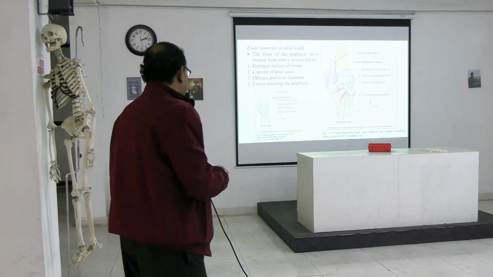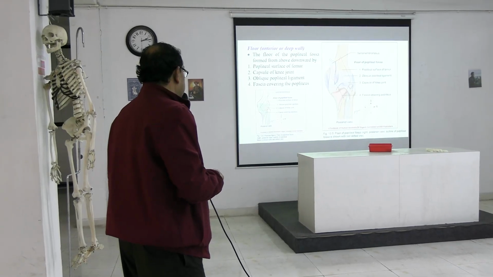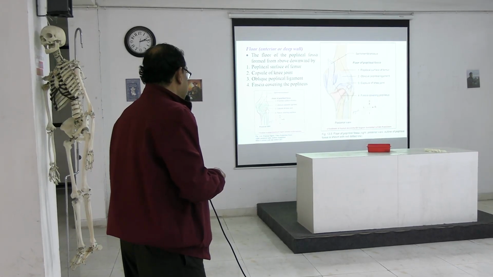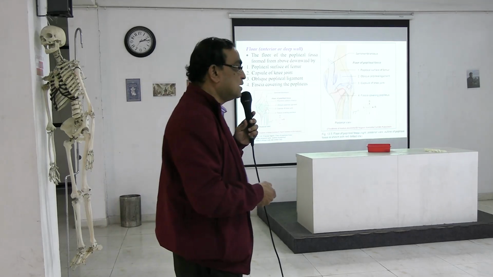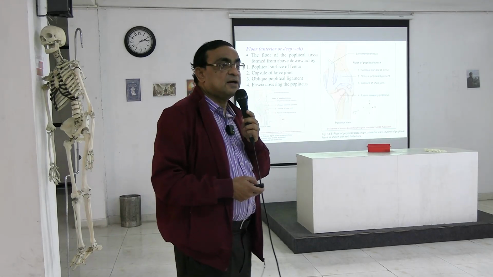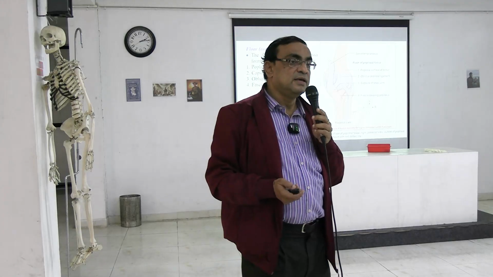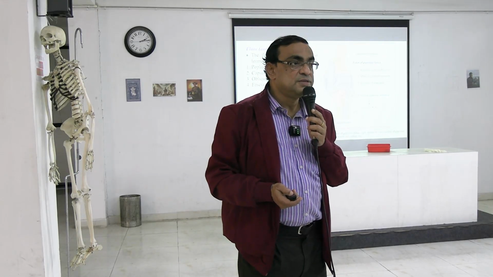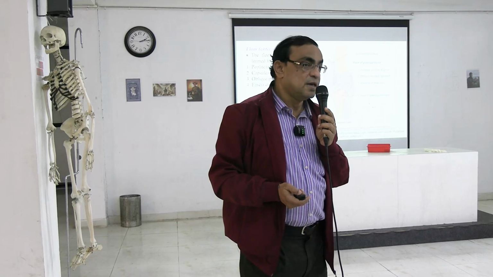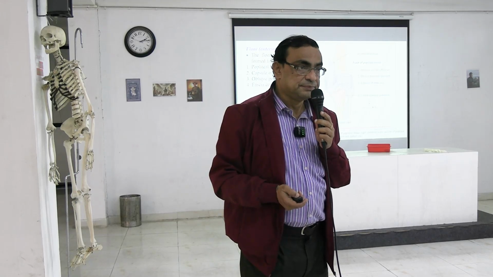Okay, so this is a rhomboid shaped area, and we can see this is the popliteal surface of the femur, below by the popliteus muscle, and just behind the knee you can see one ligament which is called the oblique popliteal ligament, which is an expansion from the semimembranosus muscle.